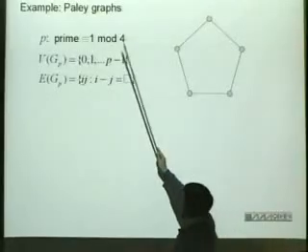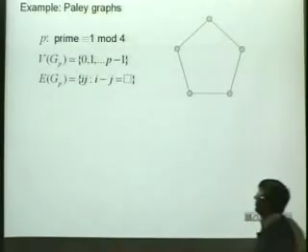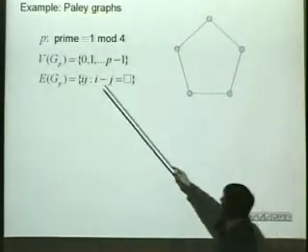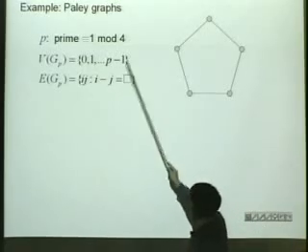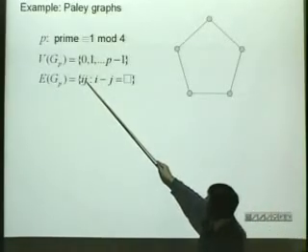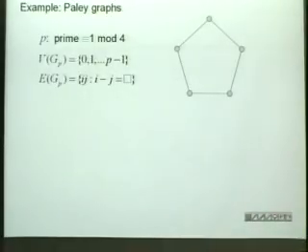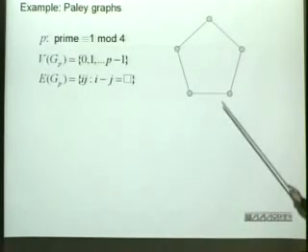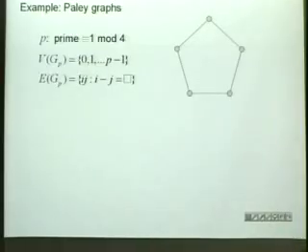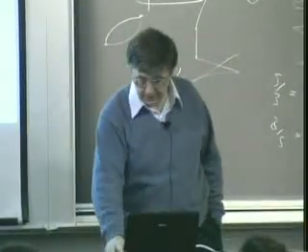So a Paley graph is defined on a prime number of nodes, and the prime has to be congruent to 1 mod 4. And the nodes are labeled by 1 through p minus 1. And i and j form an edge if and only if the difference is a quadratic residue, a square. So here is the simplest example of a Paley graph for p equals 5. Now, why are these graphs quasi-random?